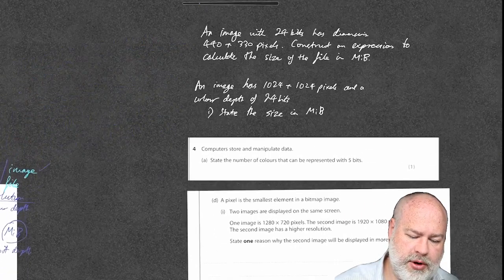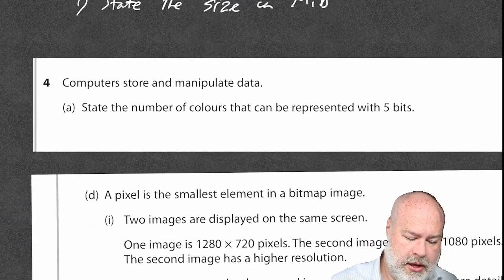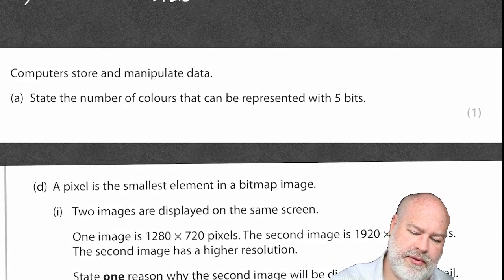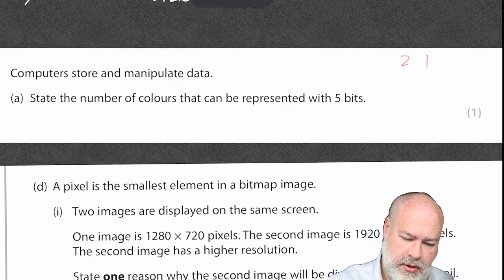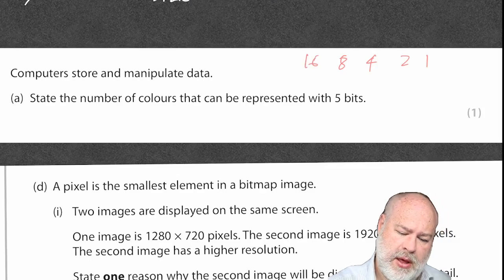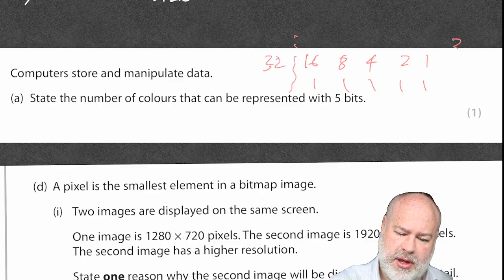So let's look at some real questions. Let's start with an easy one. Computers store and manipulate data. State the number of colors that can be represented with 5 bits. Okay, so if you've got 5 bits, 1, 2, 4, 8, 16. In 5 bits, if we had 1, 1, 1, 1, 1, what would be the biggest number? Well, it would be 1 less than the next column here, so it'd be 31.